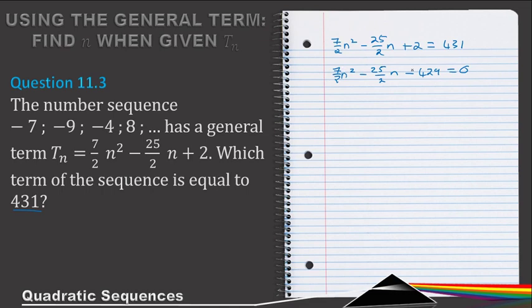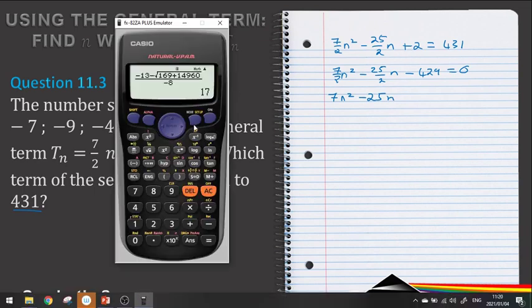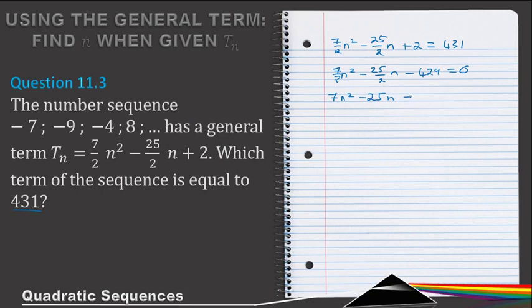And in doing that, I'm just going to multiply each term with my lowest common denominator, which is 2. So that leaves me with 7n squared minus 25n, and then that times by 2, I think it's 858 maybe. So that's 429 times by 2. Okay, so 858 equals to 0. Okay, so substituting all of this into the quadratic formula.